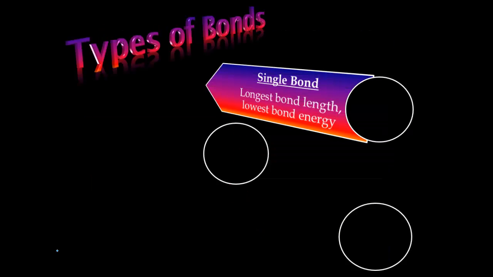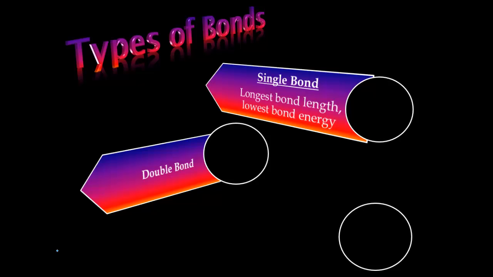So we alluded to different types of bonds. First type is a single bond. Remember, the characteristics of the bond were length and energy. So a single bond is going to have the longest bond length, so these elements are going to be the furthest apart from each other. And it's going to have low bond energy, so it's not going to take a lot to break this bond.